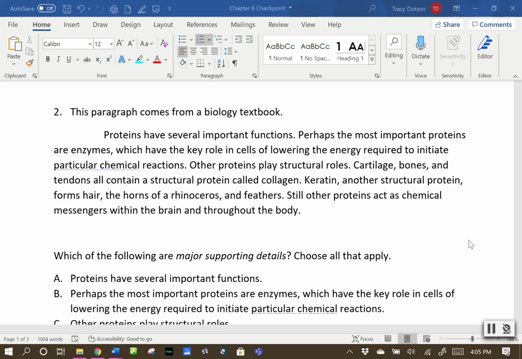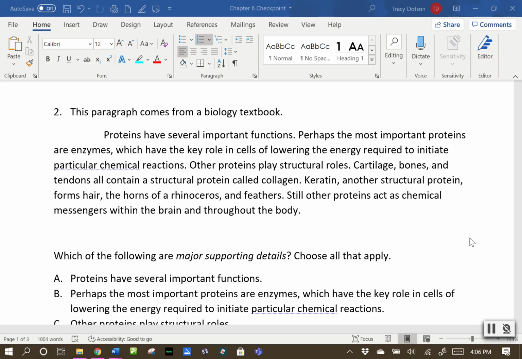Sorry about that. This is a paragraph from a biology textbook. Proteins have several important functions. Perhaps the most important proteins are enzymes, which have the key role in cells of lowering the energy required to initiate particular chemical reactions. Other proteins play structural roles. Cartilage, bones, and tendons all contain a structural protein called collagen. Keratin, another structural protein, forms hair, the horns of rhinoceros, and feathers. Still other proteins act as chemical messengers within the brain and throughout the body.